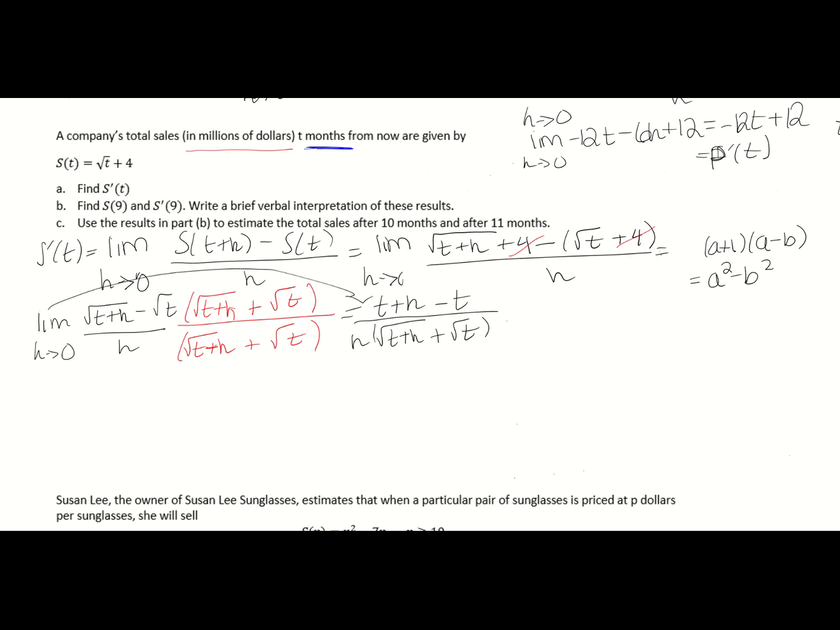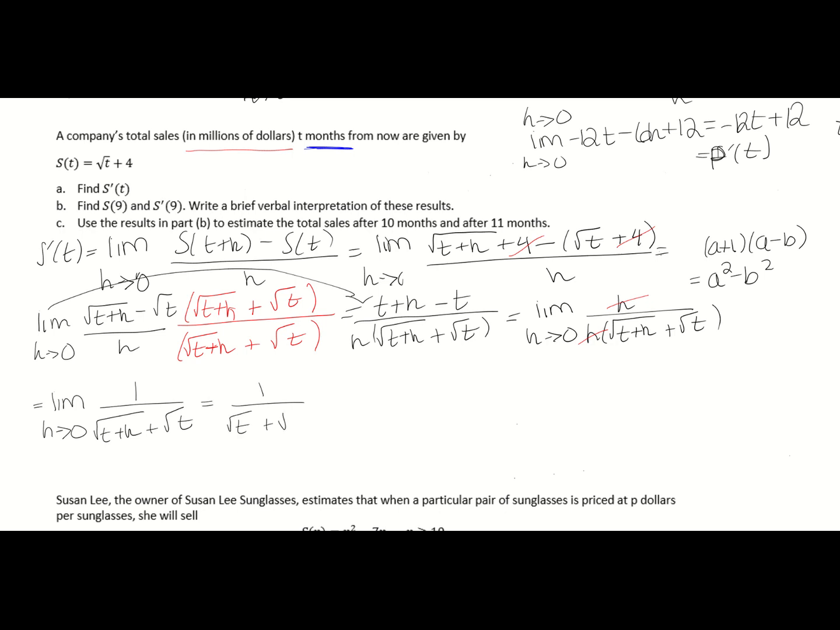So this is going to give me the limit as h approaches 0 of h over h times the square root of t plus h plus the square root of t. Exactly what we want to happen happens. The h is canceled. So this is equal to the limit as h approaches 0 of 1 over the square root of t plus h plus the square root of t. Now you can plug in 0. So I'll have 1 over the square root of t plus the square root of t, which will be 1 over 2 square root of t. And this will be s prime of t. Okay, perfect. We have our derivative.